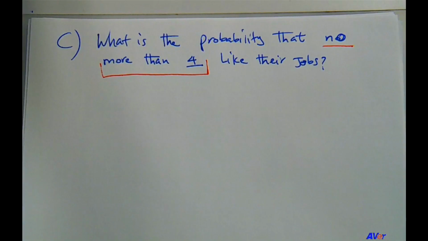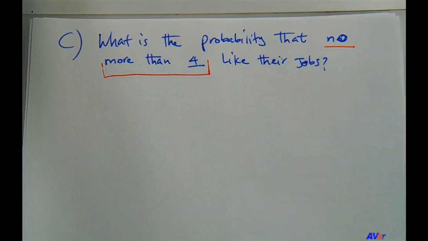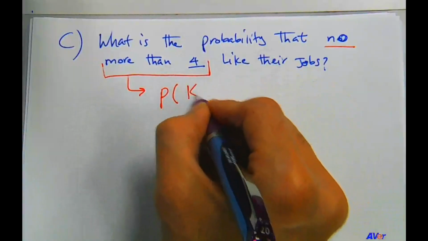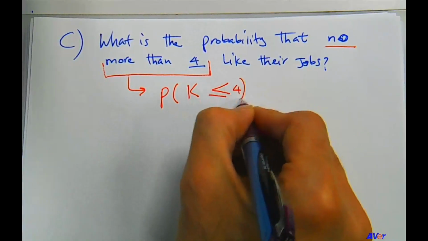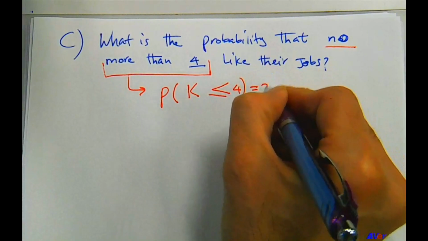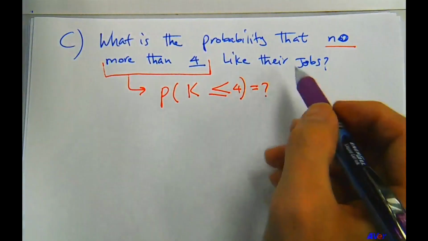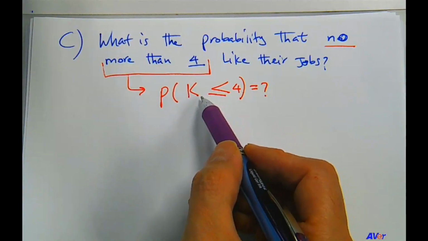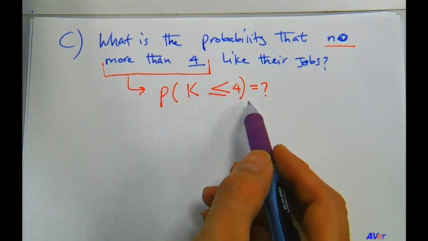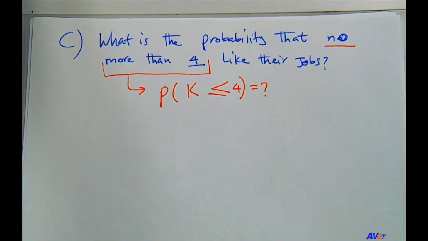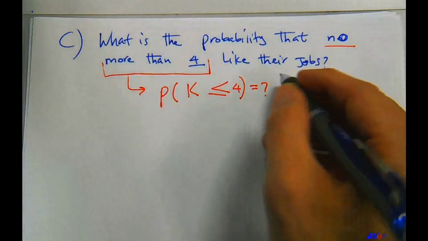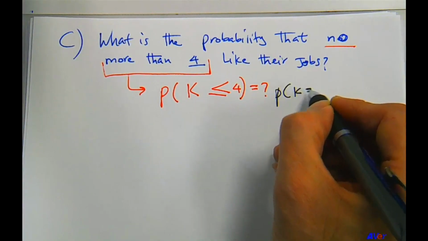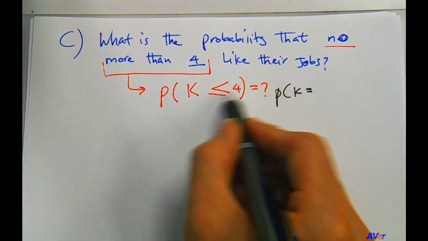That's better. What is the probability that no more than 4 like their jobs? So translating that into symbolic form, we have k less than or equal to 4, right? Okay, so that's the translation of that. Because this is a discrete probability model, the binomial, how many calculations would this be? Well, the calculations would be probability of k equal to 4 or less than 4, right?